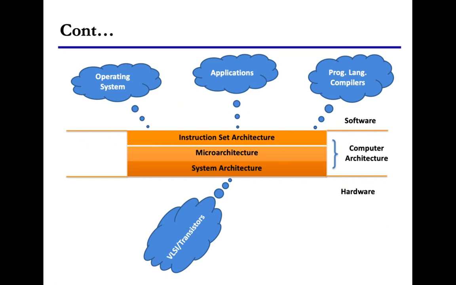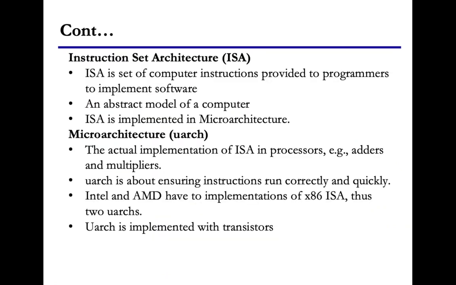So what is the instruction set? The first part in computer architecture, we always talk about, is the instruction set architecture, ISA. ISA is a set of computer instructions provided to programmers to implement the software. And this ISA is an abstract model of a computer, and ISA is implemented in microarchitecture by following the microprocessor's language.